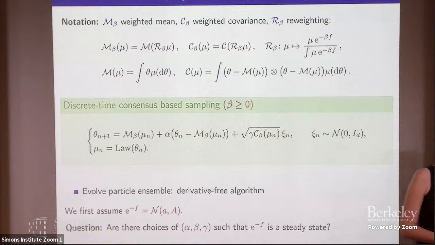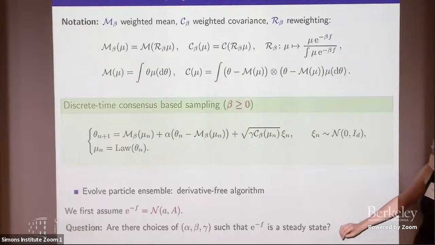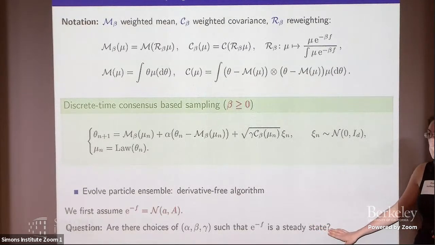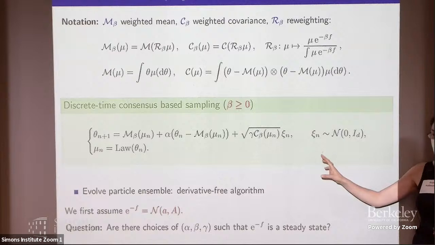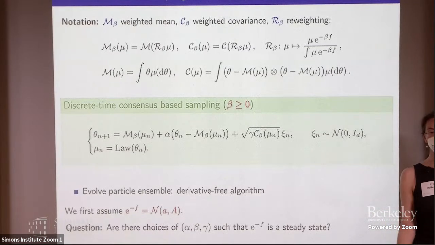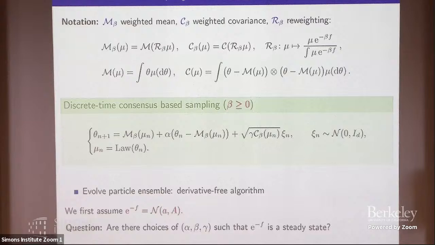So I will start by giving some analysis for the Gaussian case, when this f is quadratic, just as a way of introduction and also getting some idea of how this actually works. And then I will say a few things about what we can say in the non-Gaussian, more general case. Okay, so what we would like to do, of course, is choose our parameters in such a way that this ensemble of particles actually converges to being samples of the target e to the minus f.